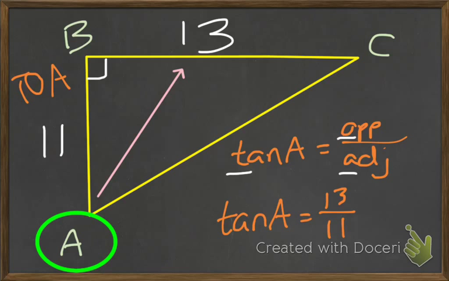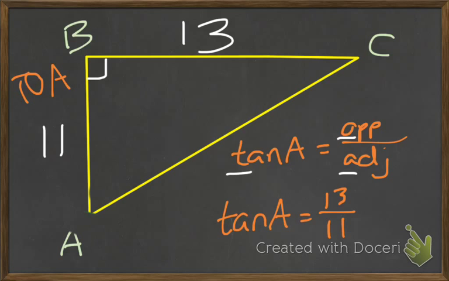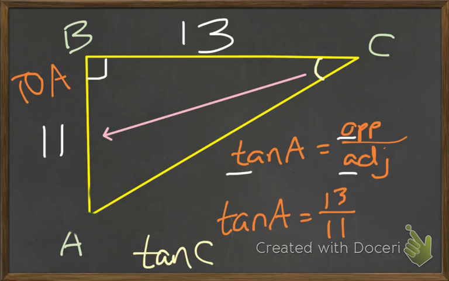Now you don't have to choose A. You could look at angle C. So let's say we're looking at angle C. If I wanted to find the tangent of C, now we're starting here at this angle. We want to look at the opposite side length of C, which is now not 13, it's what? It's 11. And the adjacent side length to C, or the leg that's touching C, is 13.